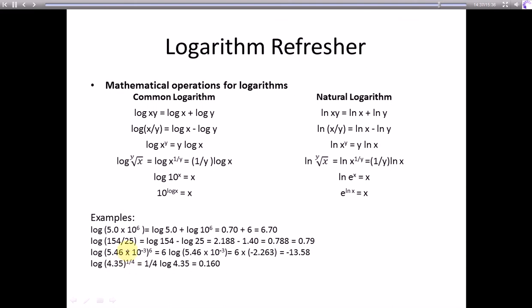And then finally, I am taking the 4th root of 4.35 and taking the log of that. And I used this rule where I can just move this 1/4 out to the front. So I'm multiplying 1/4 to log of 4.35. 3 significant figures, and my answer has 3 decimal places.